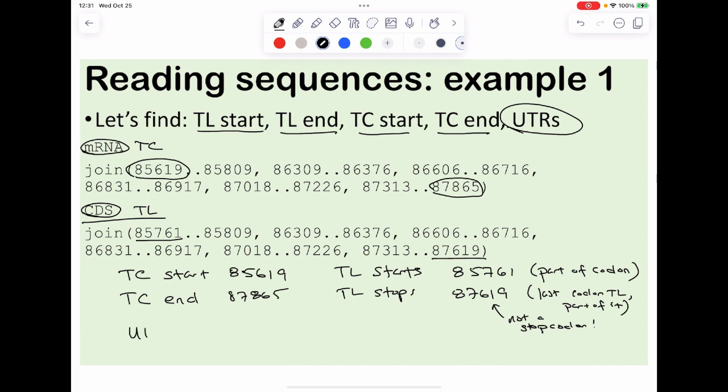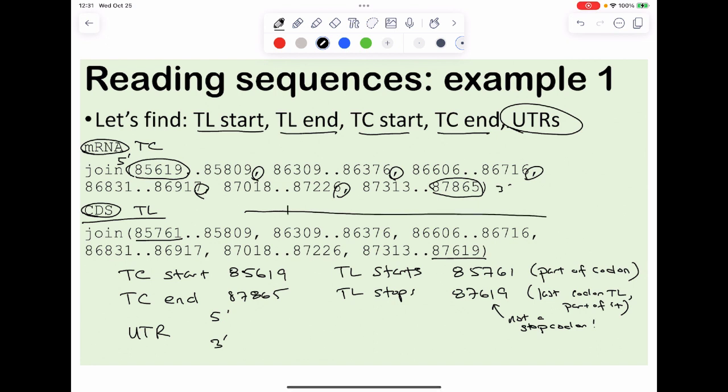And that's because stop codons aren't translated. If I want to find the UTRs, remember that we have a 5' and a 3' UTR. Because we're reading this in order, it's going to go 5' to 3'. And if I were to look at this, I have 5 introns. So 1, 2, 3, 4, 5 introns. Intron 1, intron 2, intron 3, intron 4, intron 5, exon 1, exon 2, exon 3, exon 4, exon 5, exon 6.